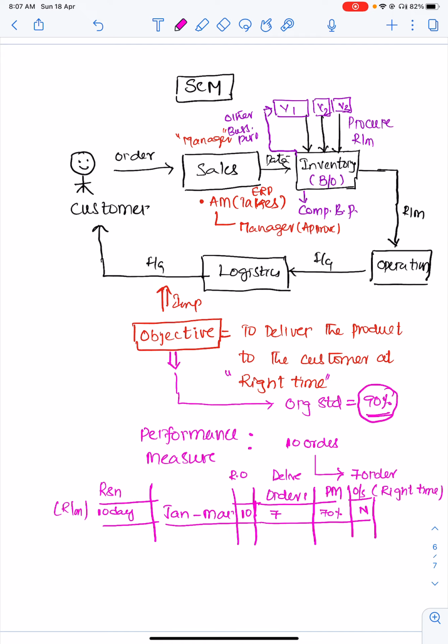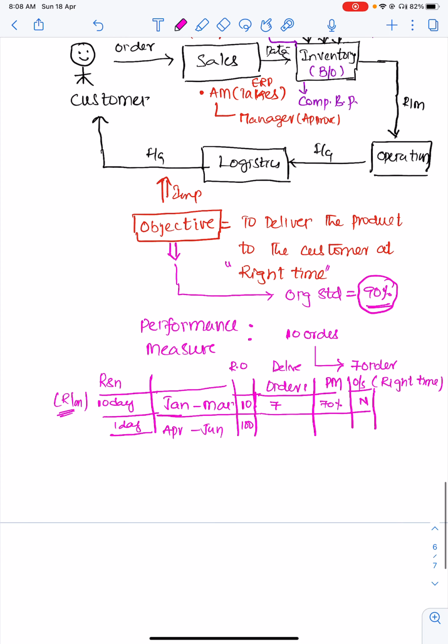So in the next cycle, we found out the reason. From April to June, I received, let us say, 100 orders. I found out the reason for the delay in the previous quarter, so I rectified that delay. I talked to vendors and reduced the delay from 10 days to 1 day. So I received 100 orders, out of which I could achieve 90 orders. So what is the performance measure? 90%. Whether I achieved the organization standard? Yes. So this is how we need to measure.